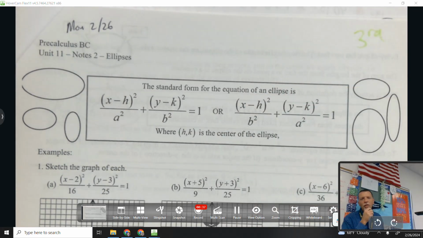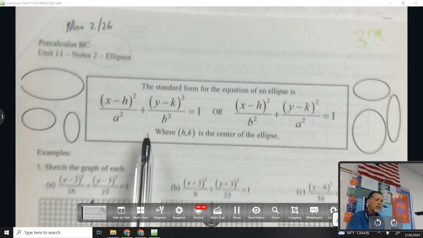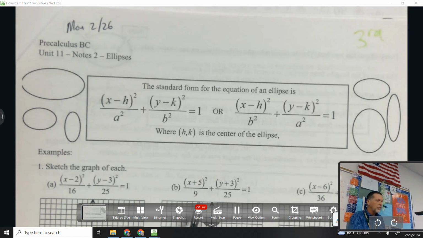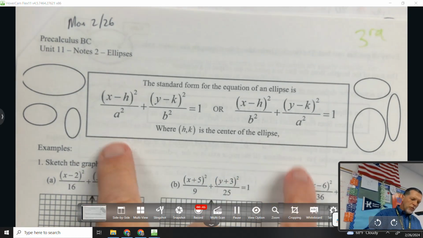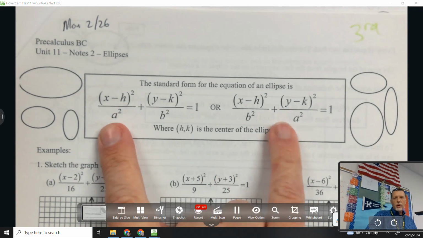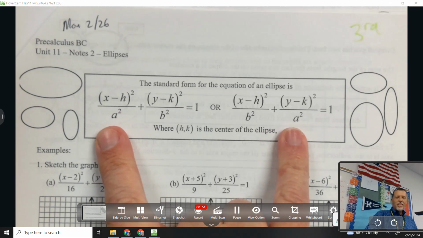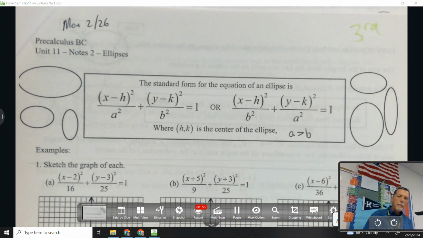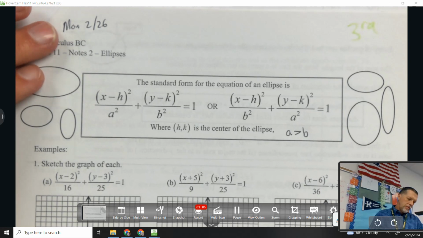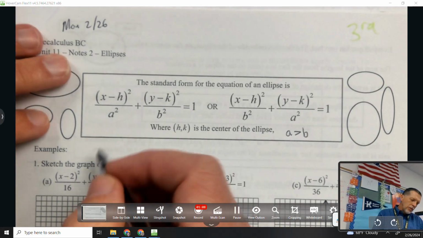So there's lots of overlap between the conic sections, and the center being H, K is one of those places. The only difference between these two equations is where the A is. It's not really a big deal. A is always bigger than B, but that kind of doesn't matter, and we'll see that when we get to the graph. I'll say it now and it'll make more sense when we do the graph.